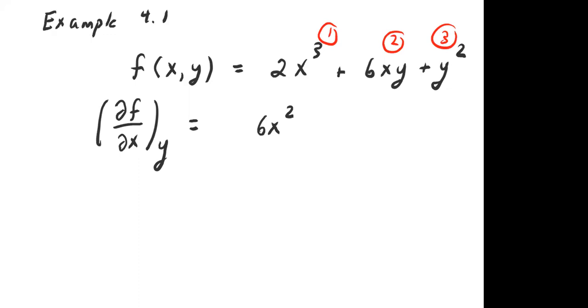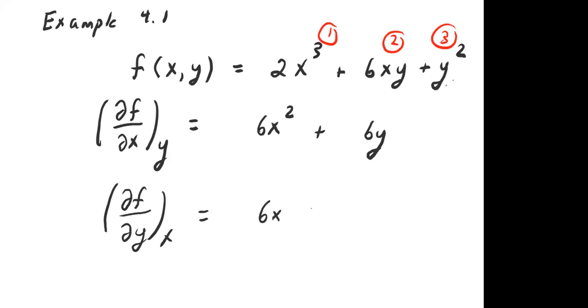The second term, to take the partial derivative of f with respect to x, I treat y as a constant, and I just take the derivative with respect to x, and that's just 6y. And the final third term is easy to evaluate because y is a constant. So when I take the derivative of that third term with respect to x, I get nothing. And you should convince yourself that the partial derivative of f with respect to y, holding x fixed, again, is just 6x plus 2y.